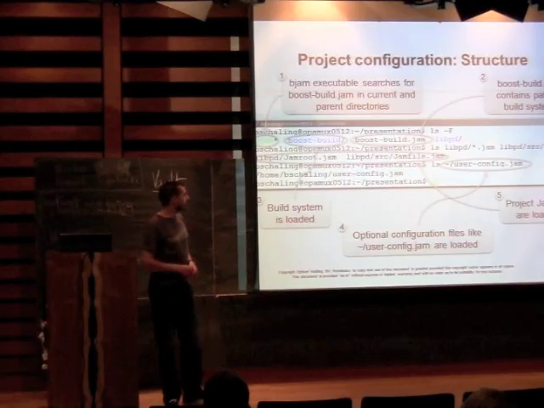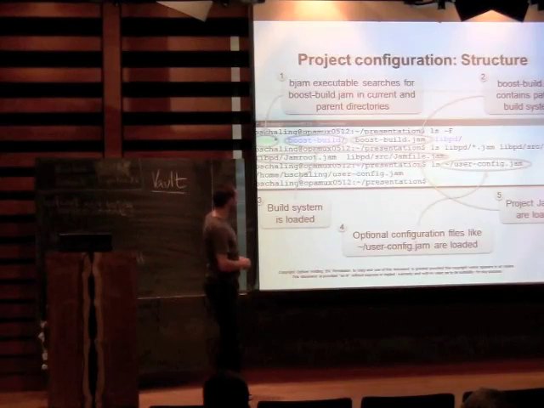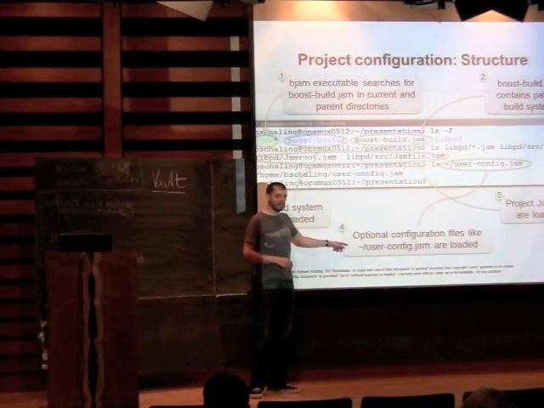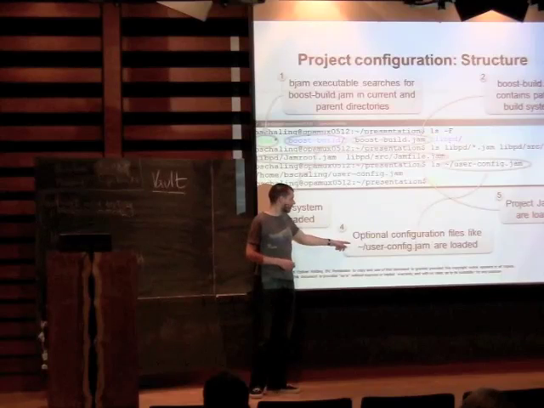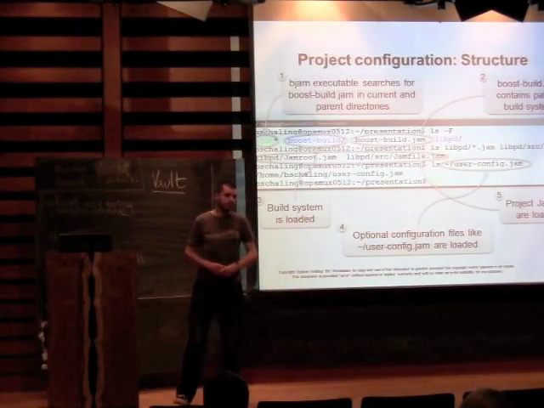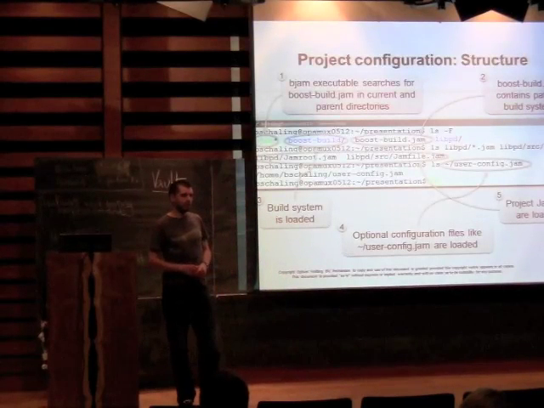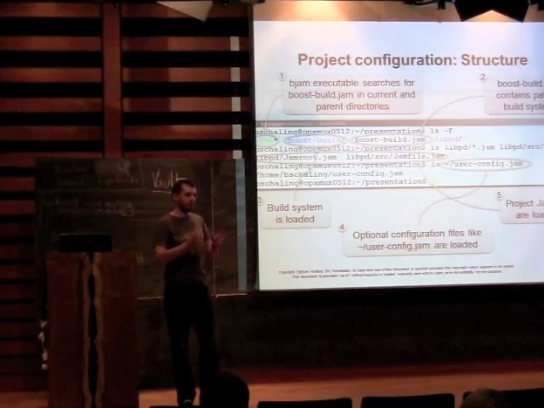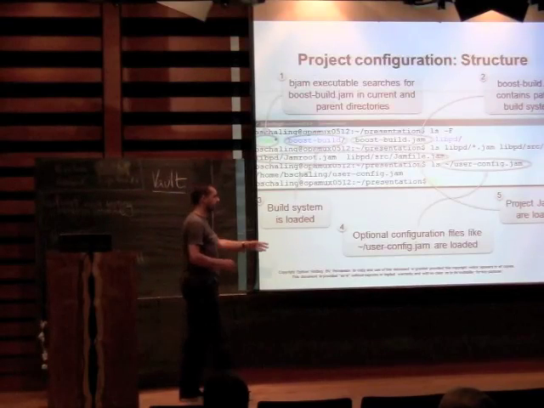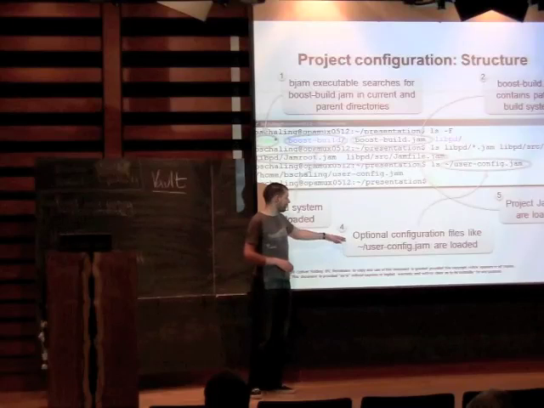Once the build system is loaded, it looks next for optional configuration files. There are two. One is user-config-gem, which is put in your home directory. The other is called site-config-gem, which is put in etc on Linux. So there are two files where you can put some settings for a user or for a whole system. If these files don't exist, it's no problem. If they exist, they are loaded next by BGEM.